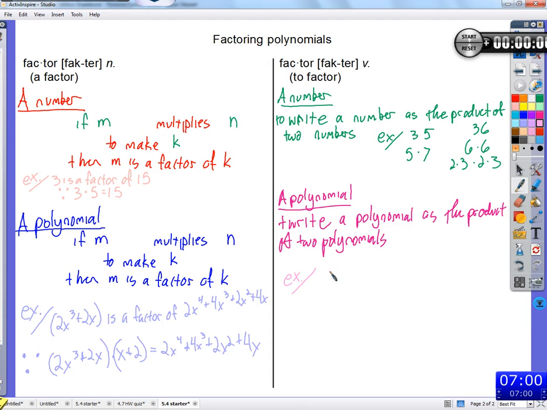Example. I'm going to give you a simple polynomial, and I want you to factor, which means write as the product of two polynomials. And you should be able to do this because we've done this lots of times before. That is the product of two polynomials. You'll be able to do that. We've done this lots of times. It's a special kind of polynomial, a specific kind of polynomial.